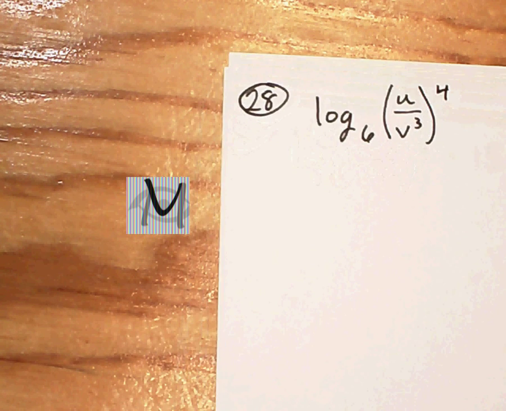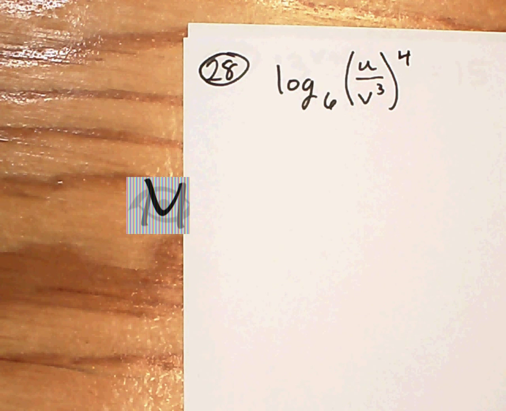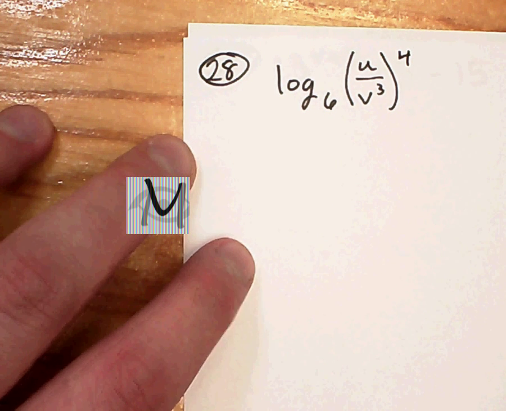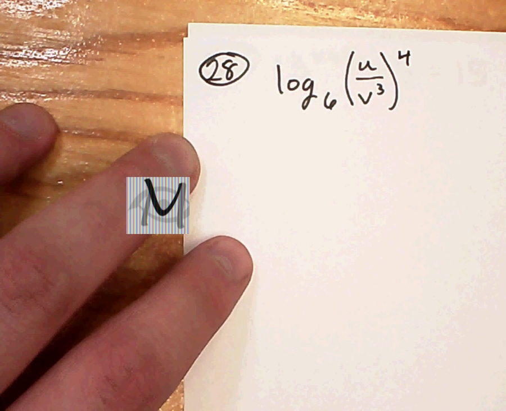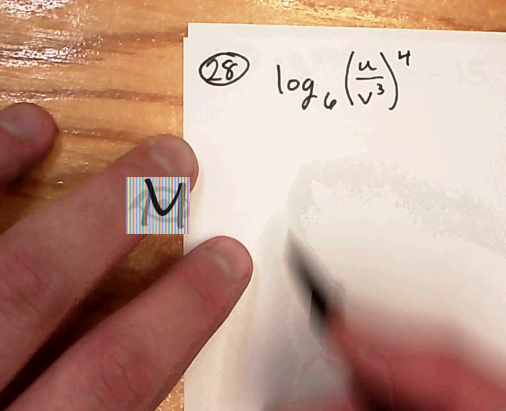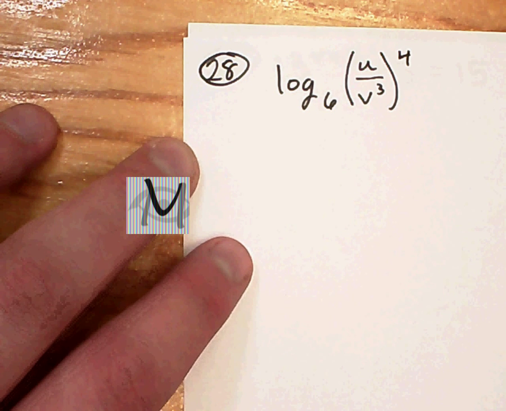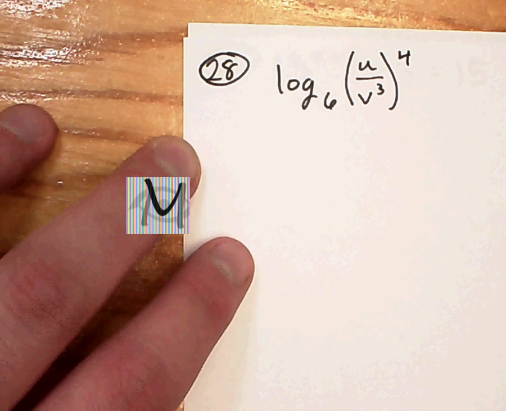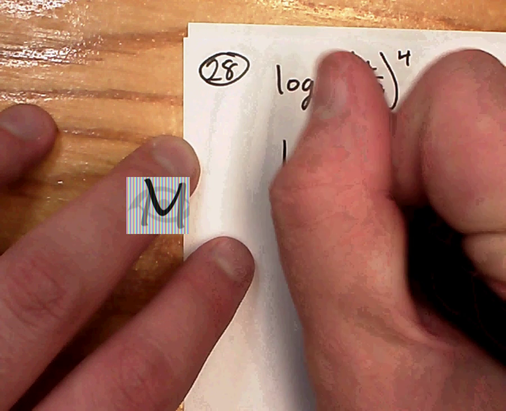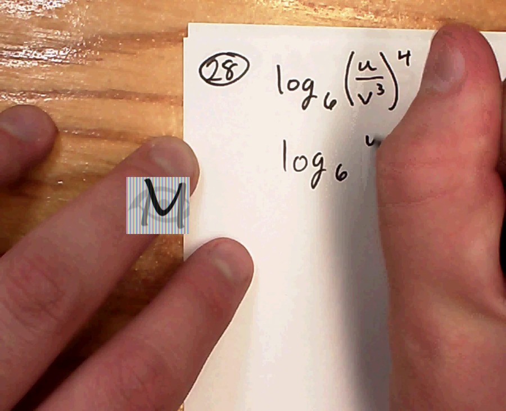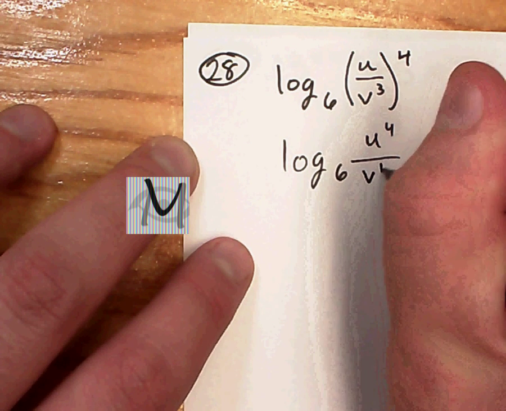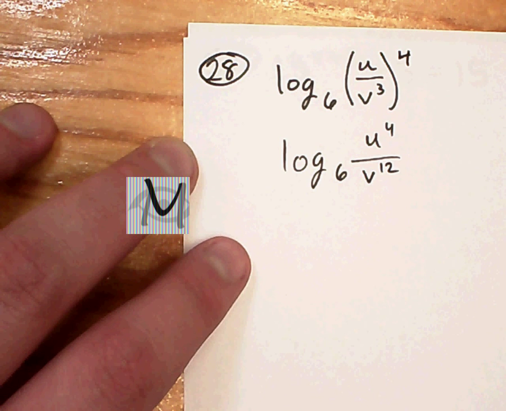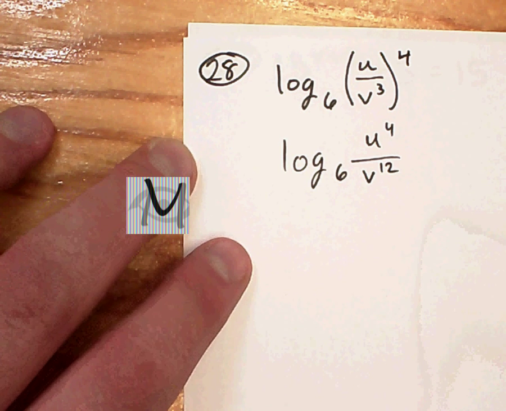Moving now on to number 28. The first thing you see is this exponent here. It's kind of out on the outside. Technically you can put it in front of the log and work it from there. But most students today, when they were asking me questions about this, asked, can I go ahead and distribute it? And yes, the answer is correct. You can distribute it. So that's what I'm going to do now. That'll make it u to the 4 over v to the 12, because 4 times 1 is 4, and 4 times 3 is going to give me 12. That's why I got the v there.